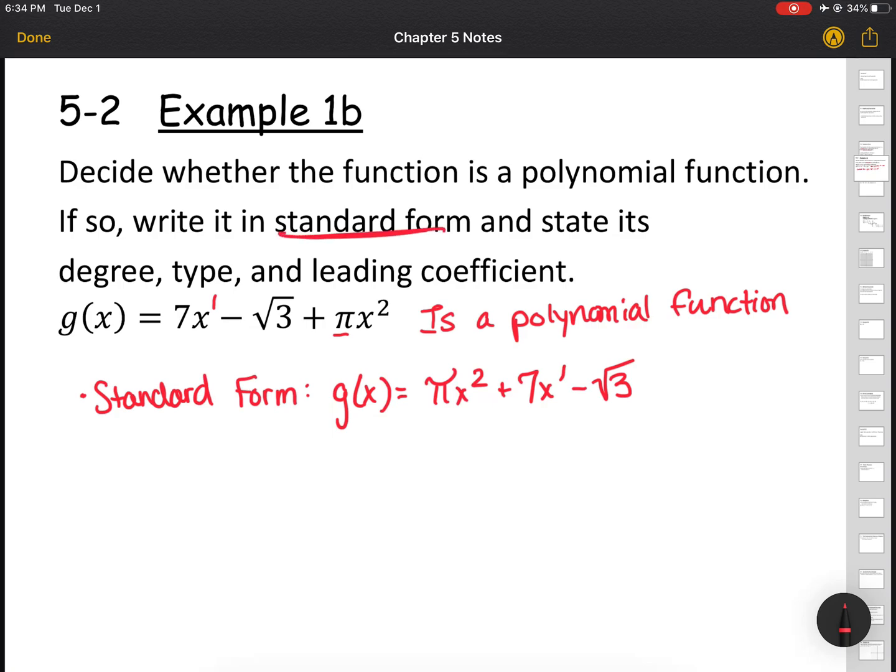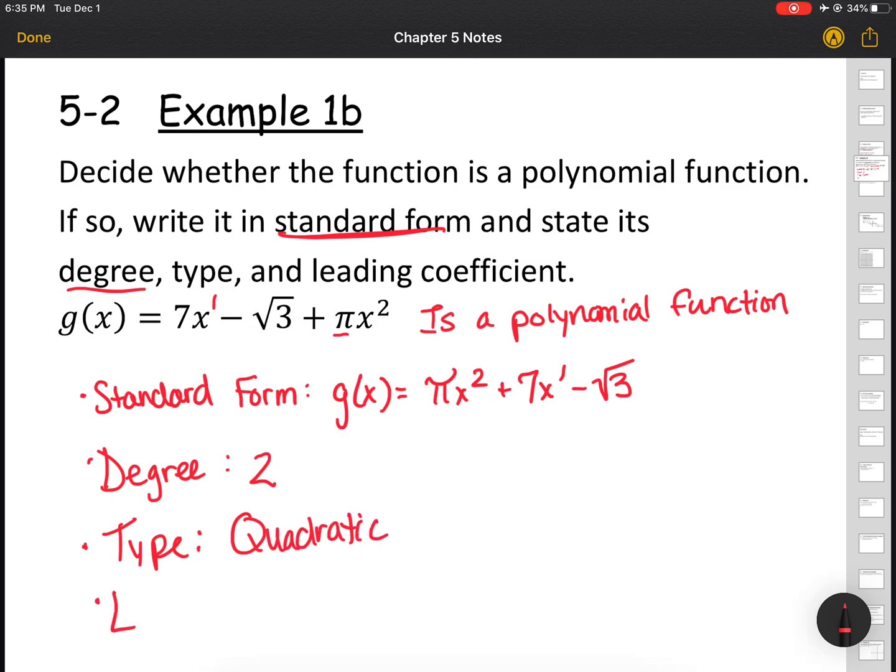Okay, state its degree, well, my degree is the biggest exponent. In this case, that is 2. The type, since my degree is 2, that is a quadratic function. And its leading coefficient, the line leader of the coefficients in standard form, well, that was pi. And pi was a real number.